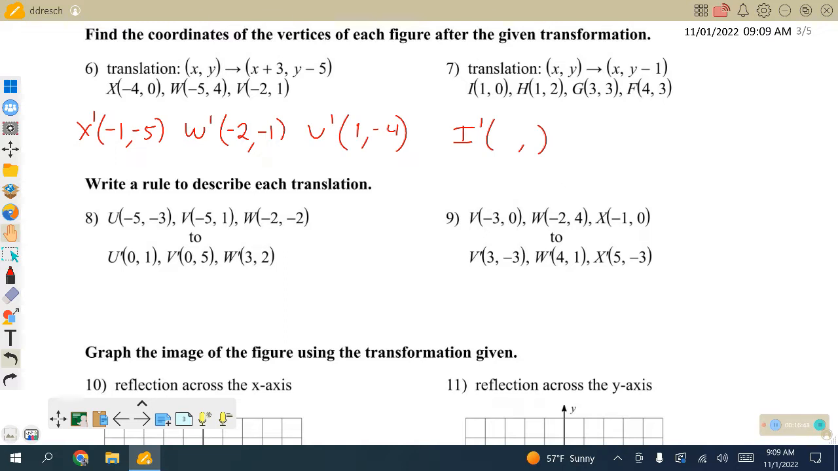So what do we just say? 1, negative 1, and then h prime is where? 1, 1, and then g prime is 3, 2, and then f prime is 4, 2. Okay, so if the translation rule is just still staying x, you're not moving on the x value.